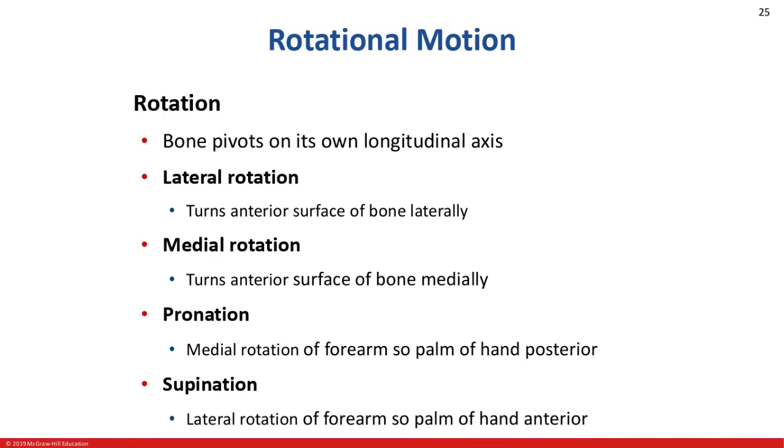All right, so those are going to be rotational motions. We're going to have a couple special motions here too in a second. All right, we're almost done. So keep in mind, this is rotational motion. All those other movements that we talked about were angular motions. This is rotational. So we're going to have a pivot point, and the bone is going to rotate along that. That's going to be its longitudinal axis there. You got it.